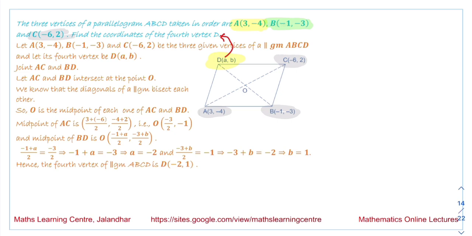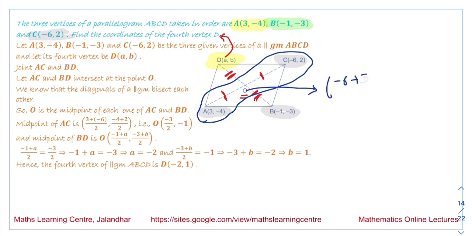Now by the properties of the parallelogram, we know that this O, the point where the two diagonals of the parallelogram meet, is the bisector of the diagonals. It means these two lengths are equal, and these two lengths are equal. So by using the line AC, we can find the coordinates of this point O. Coordinates of this point O will be minus 6 plus 3 by 2, comma 2 plus minus 4 by 2, and these coordinates come out to be minus 3 by 2 comma minus 1.